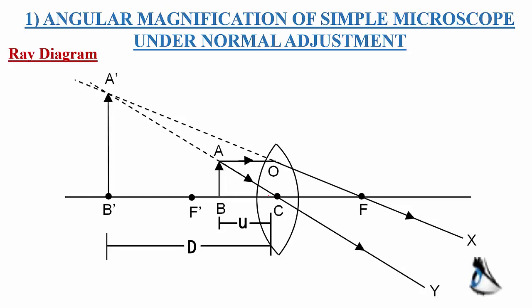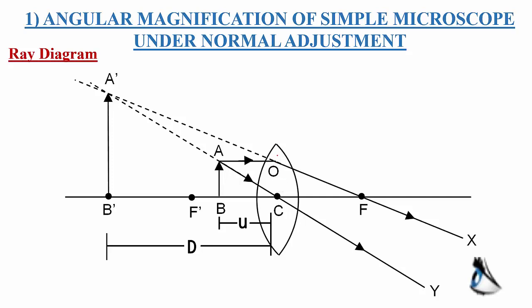So a convex lens is thicker at the center than at the edges, and this convex lens has a small focal length. This convex lens of small focal length is used to see magnified images of small objects when it is kept very close to the human eye. So here this convex lens is used to magnify small objects.